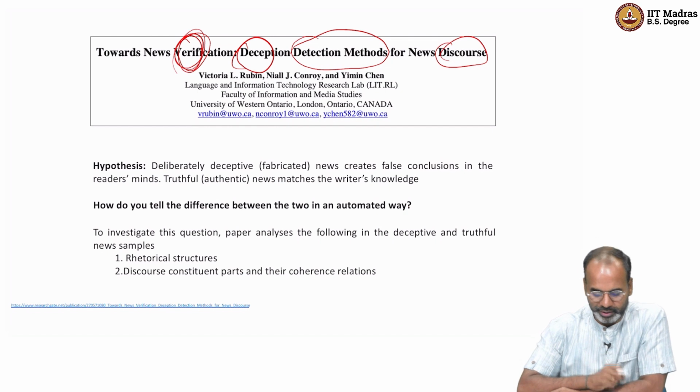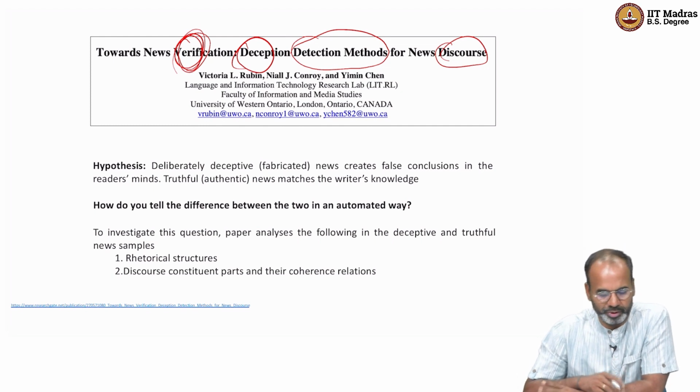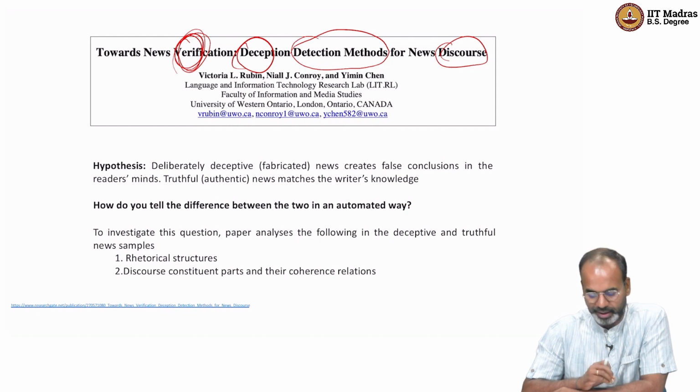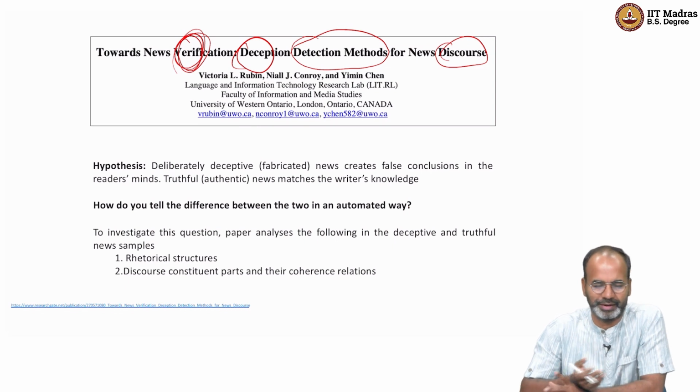So the goal here is that deliberately deceptive, fabricated news creates false conclusions in the reader's mind, while truthful, authentic news matches the writer's knowledge. That's the hypothesis they had. Basically, if you look at content that is deliberately changed, it gives a false impression to the users reading it. How do they tell the difference between the two in an automated way?